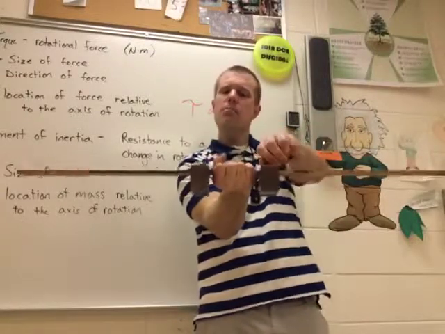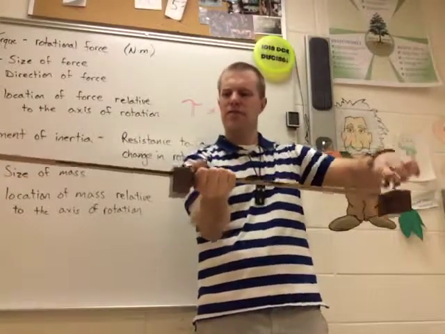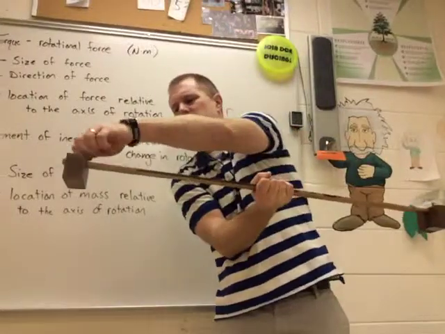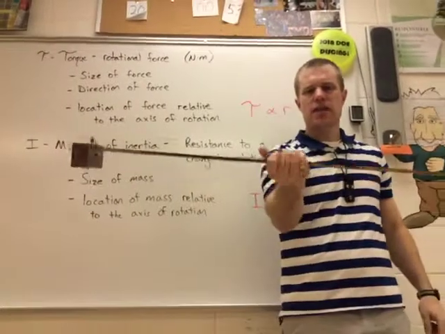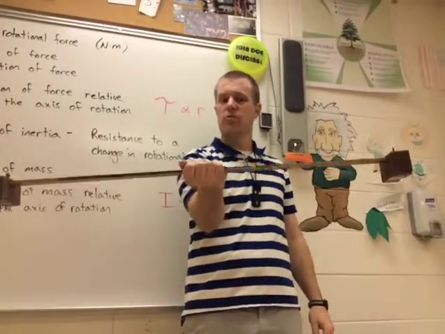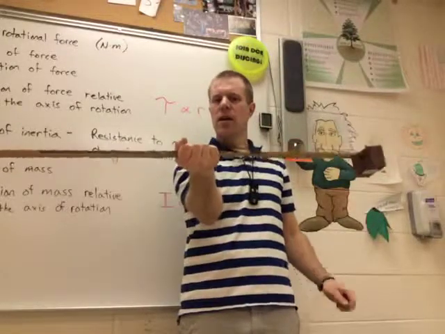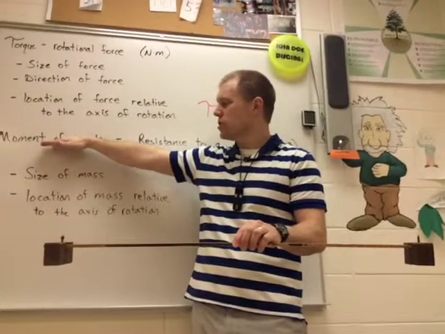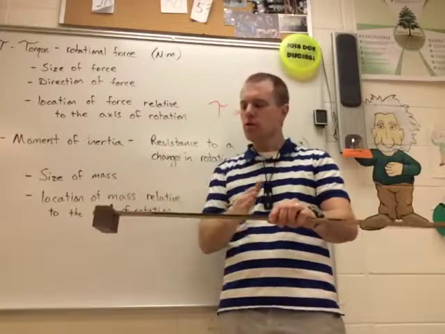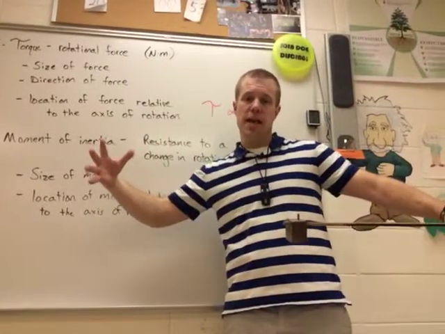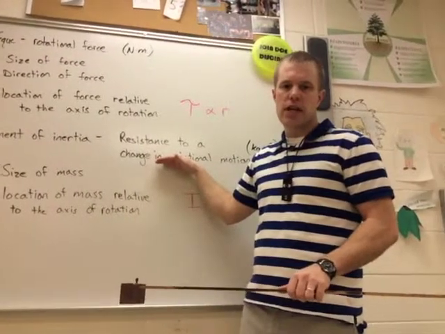But if I go ahead and I move that mass out farther away, okay, so I've changed the location of that mass relative to my axis of rotation. So I've increased that distance from the axis of rotation. Let's see how easy it is for me to change the rotation. Okay, do you notice how I can't get it to go as fast back and forth? And so what I've done is I've increased the moment of inertia by increasing the distance my mass is from my axis of rotation. So in general, the further the mass from the axis of rotation, the larger the moment of inertia, the larger the resistance to a change in motion.